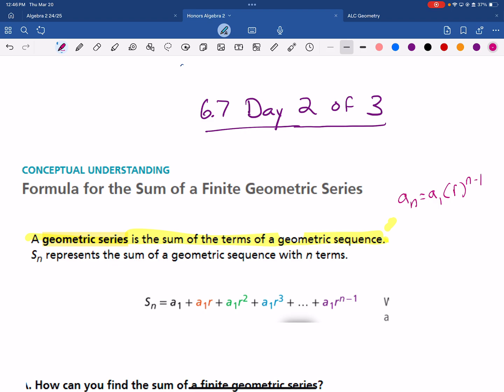Today what we're going to talk about is geometric series. What's the difference between a sequence and a series? A sequence is just a list of numbers. A series is the sum of the terms of a geometric sequence. So everything we're going to talk about today deals with finding the sum of the series.